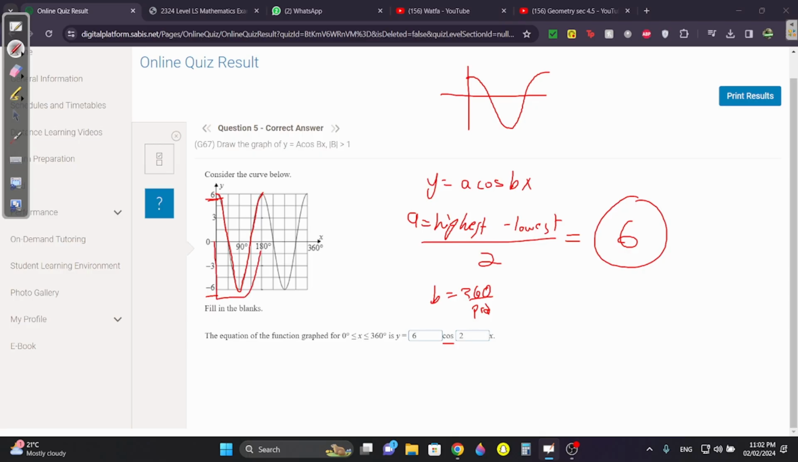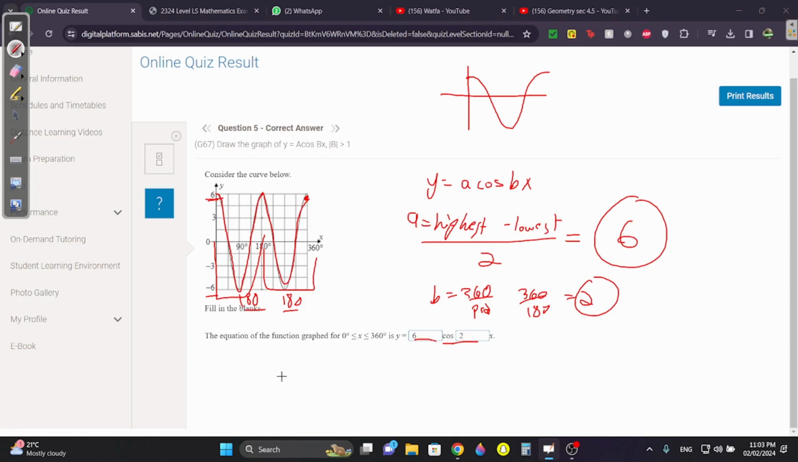How long is this period? From 0 to 180. So the period is 180. And again, it goes down from 180, then comes back up, completes a full rotation, and ends at 360. From 180 to 360, that's another 180 degrees. So each period is 180. So it's going to be 360 divided by 180, which is 2. So it's going to be 6 cosine 2x.